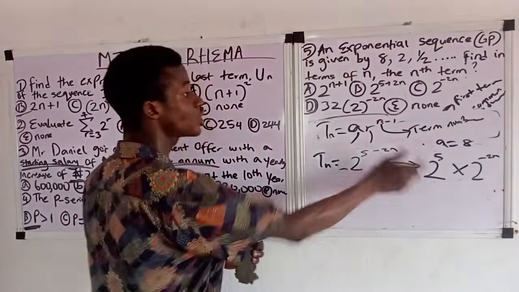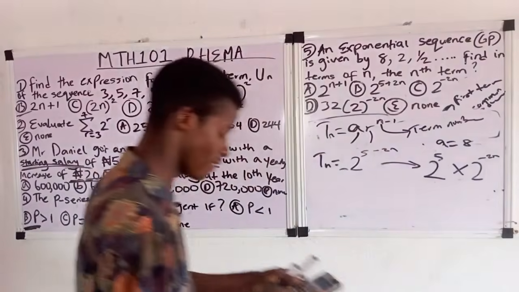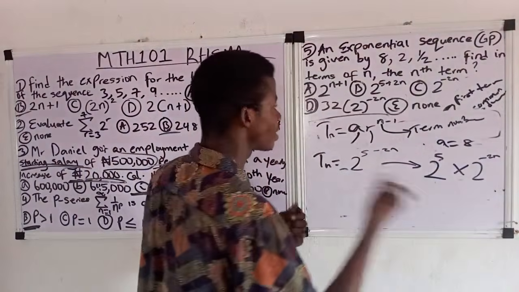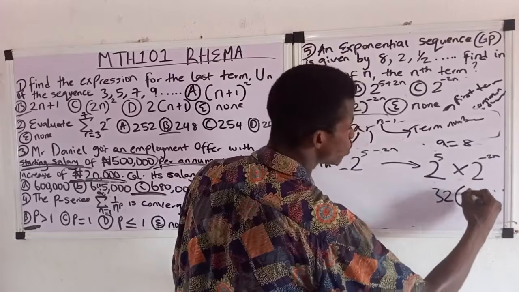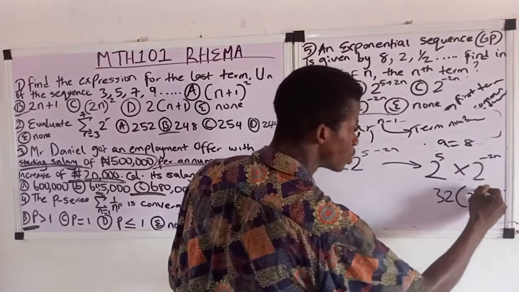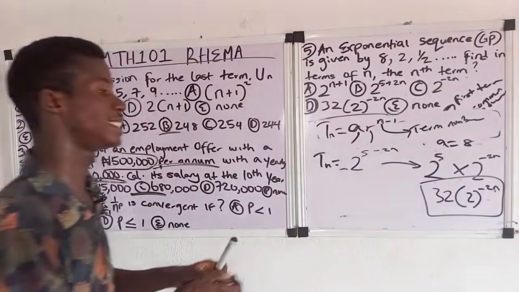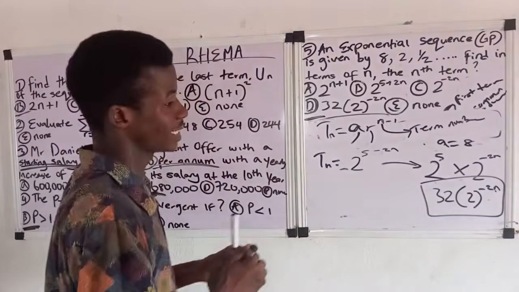Yes. Now remember, checking your calculator, 2 raised to power 5 is 32. So we have something like 32 bracket 2 raised to power minus 2n. Wow, long process. So the answer is D.